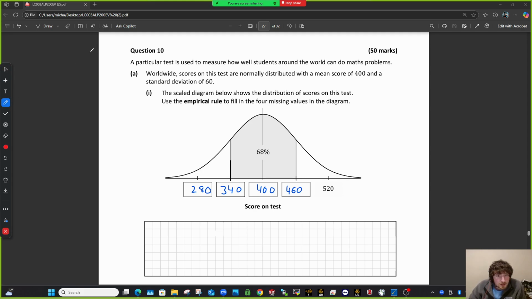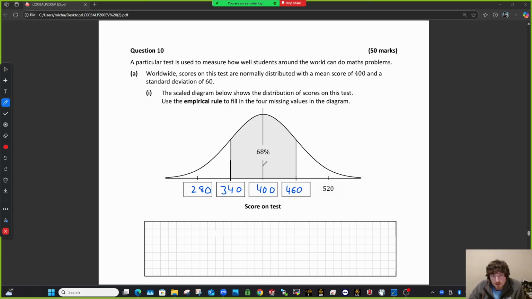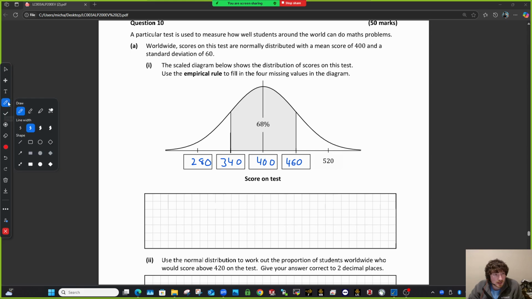This is for people who studied and learned what the empirical rule is. 68% is between x bar, or mu, plus or minus a sigma. So mu, its proper name is mu, is 400 plus 60 and minus 60. I'm sure most people got that. Then you add the 2 sigma, and the minus 2 sigma down here, the 280. So that's all fair enough there. And then use your normal distribution tables to get this.